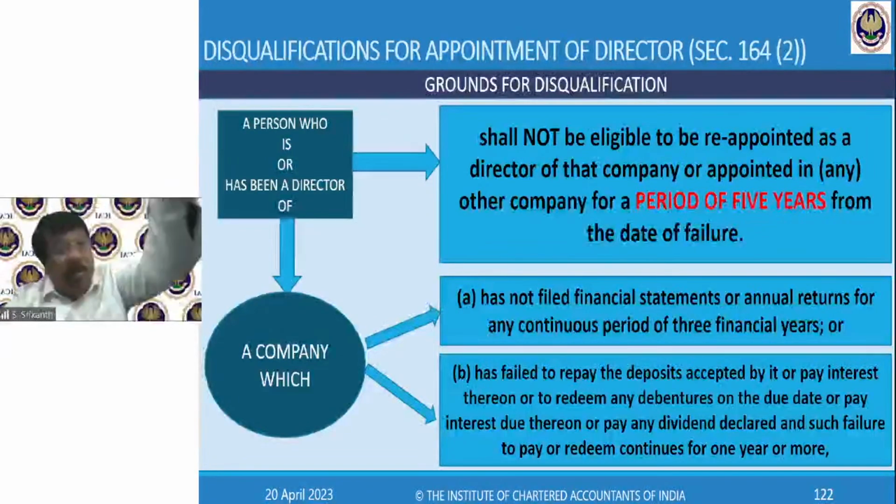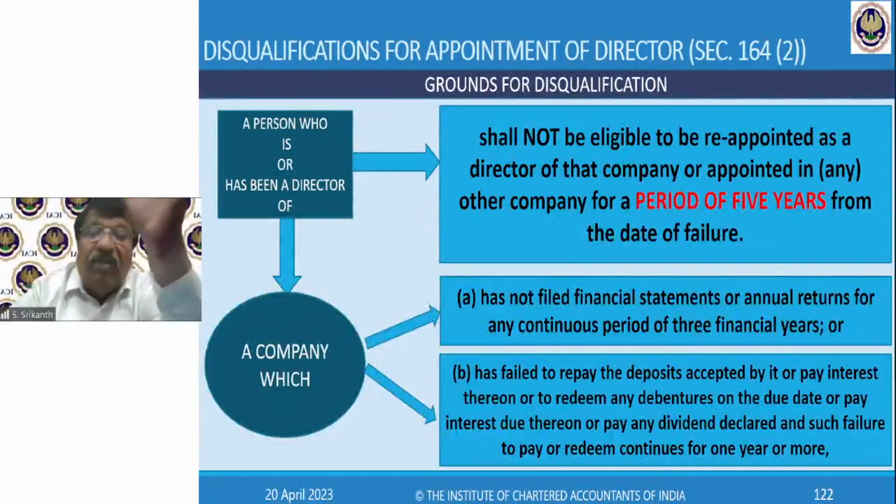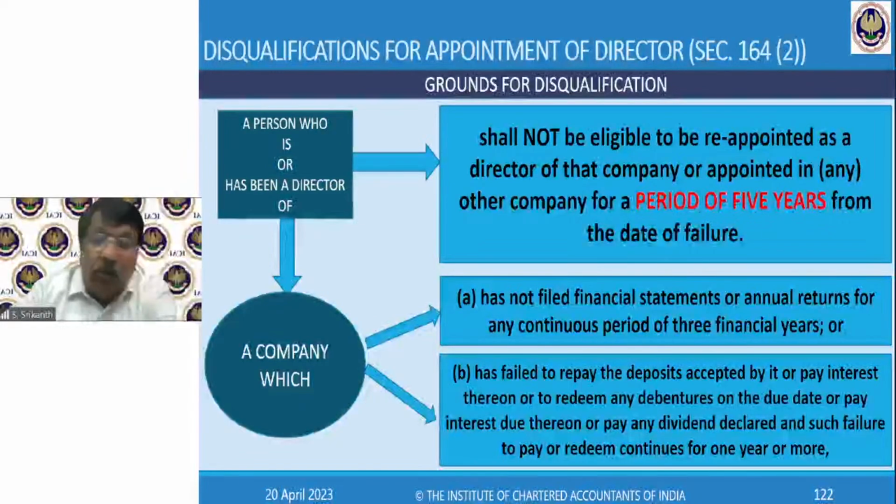Otherwise, he is disqualified. Suppose he is a director of another company, and that company has not filed financial statements for a continuous period of 3 financial years. For example, 19, 20, 21, 22. So, 19 filed, 21 not filed, 22 filed. Continuous 3. The due date for filing for 22 is over now.